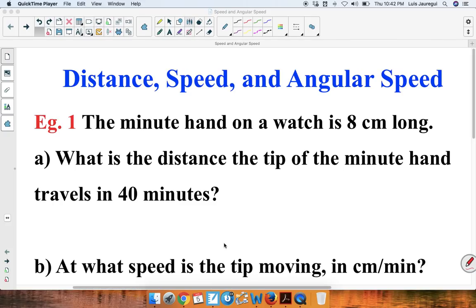Welcome. In this video we'll be finding distance, speed, and angular speed. Let's take a look at the example.